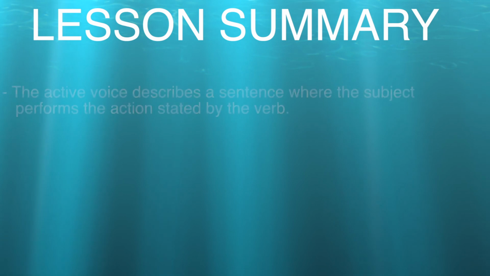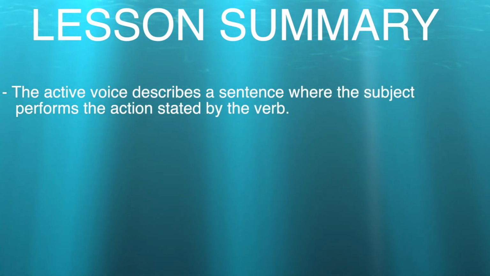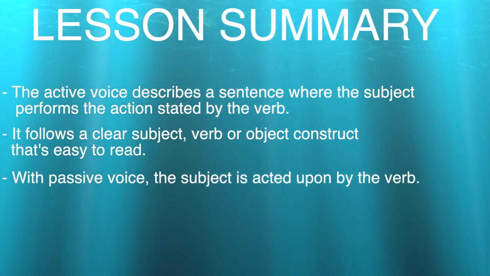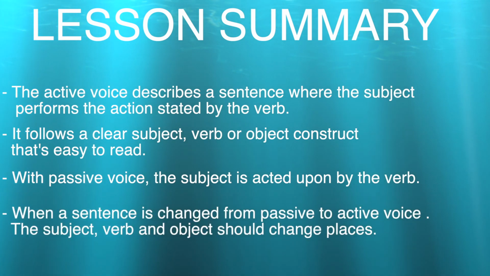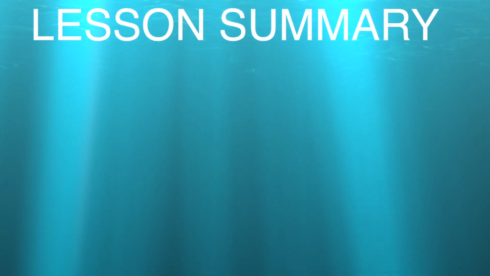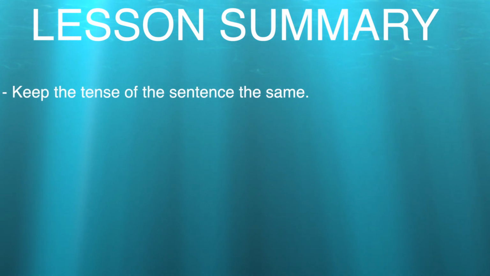Let us now recap. In today's lesson, we have learned that the active voice describes a sentence where the subject performs the action stated by the verb. It follows a clear subject plus verb plus object construct that's easy to read. With passive voice, the subject is acted upon by the verb. This means that when a sentence is changed from passive to active voice and vice versa, the subject, verb and object should change places. Always take note to keep the tense of the sentence the same.